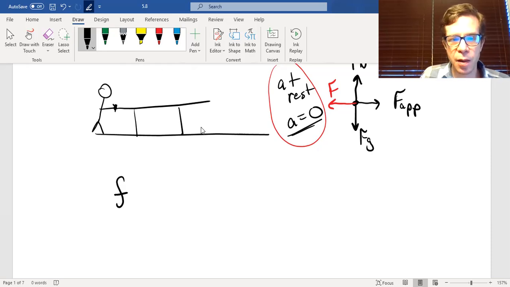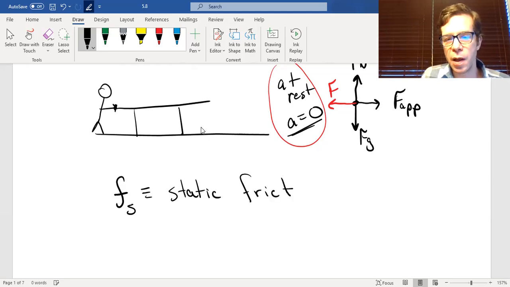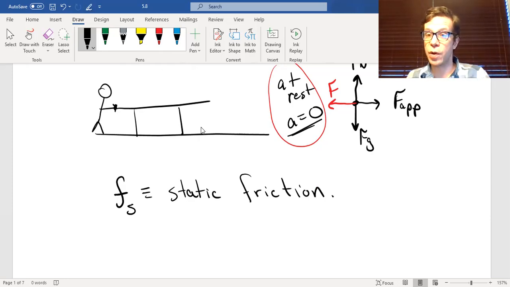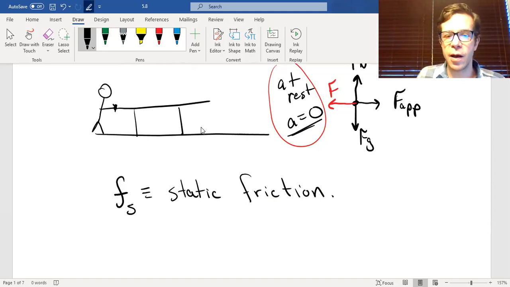And in this case, what we're talking about is static friction. And that just means friction that occurs when the two objects are in contact and not sliding against each other, right? The contact surface is static because it's not changing.